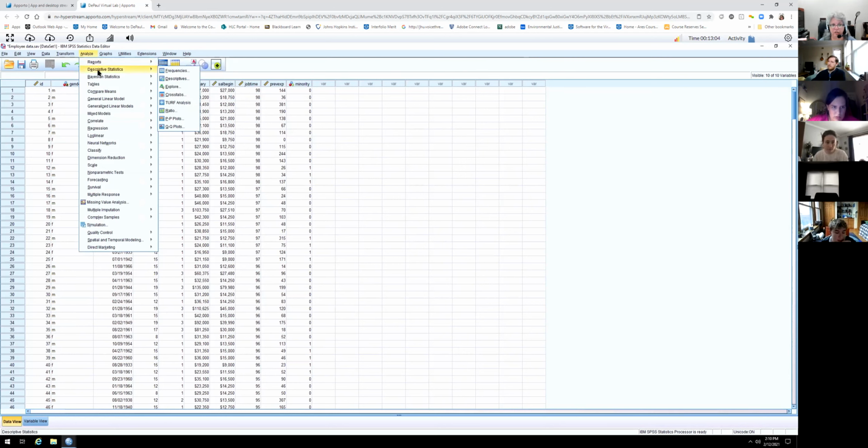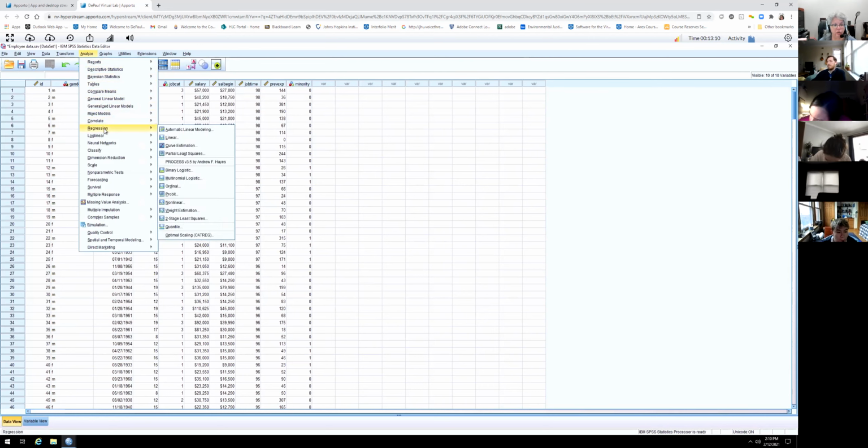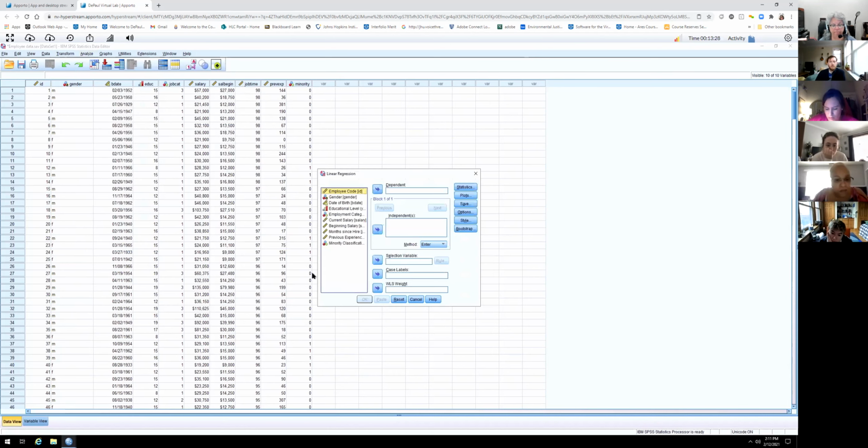So remember our friend Analyze at the top. In the past we went into descriptive statistics and crosstabs. We're going to go past that and go into regression, and we're going to do a simple linear regression. Note, and I talk about this in the lecture, there's weighted least squares, which you can see on there, and two-stage least squares. There are loads of different analyses using regression that you can do. We're going to keep it simple and go linear.